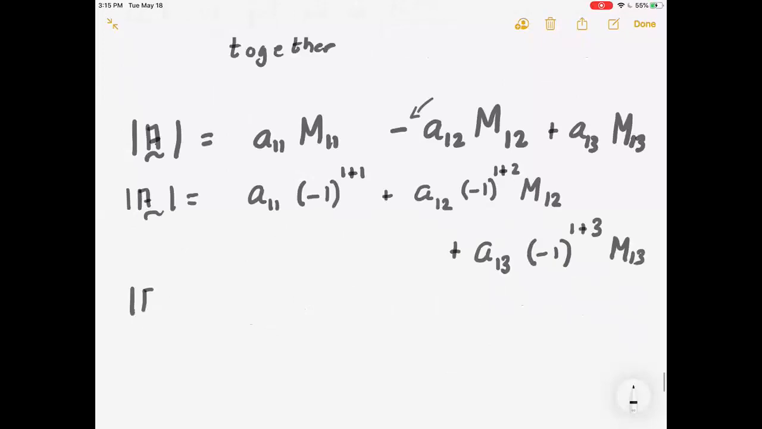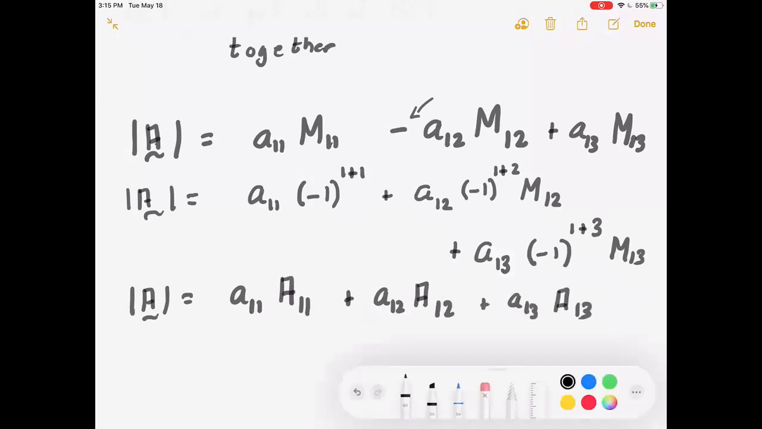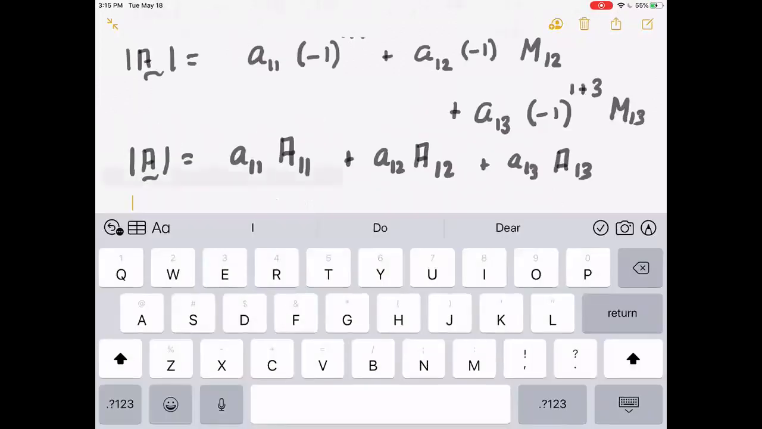And now I can simplify these even further. I can write this as a sub 1,1 times capital A sub 1,1, plus a sub 1,2 times capital A sub 1,2, plus a sub 1,3 times capital A sub 1,3. And this is so important that it demands a box of its own.